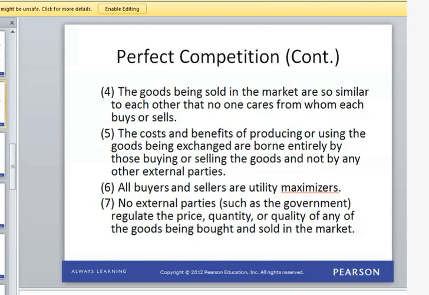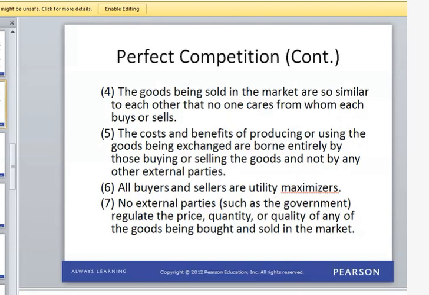Okay, number 5 says the cost and the benefit of producing or using the good being exchanged are borne entirely by those buying or selling the good, not by any other external party. Right, the cost and benefit that you will get from the business activity is entirely borne by you. No one else is involved in that part, right? How much you spend on your capital to produce the product, and how much benefit you get from your business activity doesn't involve somebody else, right? Maybe lah, I don't know, but the real understanding of that is no other third party is involved in that process of getting your capital, and how much profit you get from your business activities. Nobody is involved in that process.